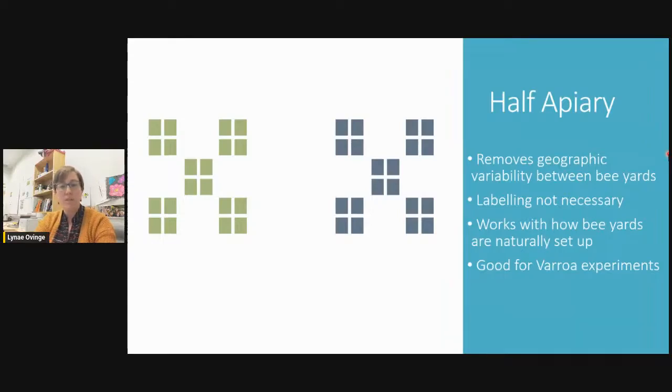Labeling isn't necessary. It might be, but as long as you are really good at keeping things straight, you might not have to label the halves. It's also pretty easy to just label halves within labeling every hive. It also works with how bee yards are naturally set up. I'm not saying all bee yards are set up like this. Sometimes they are just in a long line, but a lot of them will have a break in the middle, so it works well. It's also generally good for varroa experiments because we will have a break between two groups of hives.